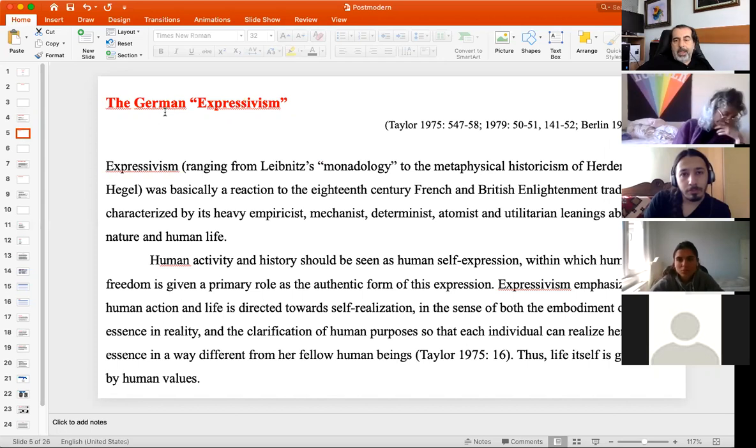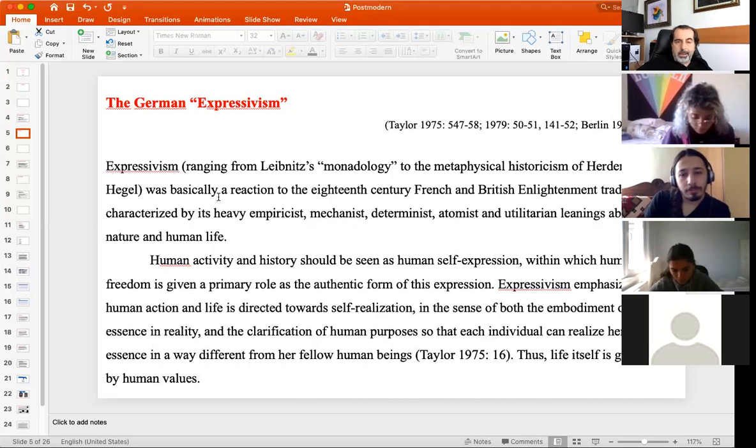And also this criticism of the Enlightenment, again, I said, starts with the emergence, actually, of Enlightenment thought. One example is German expressionist thinking. So basically, it's a reaction to the 18th century French and British Enlightenment.